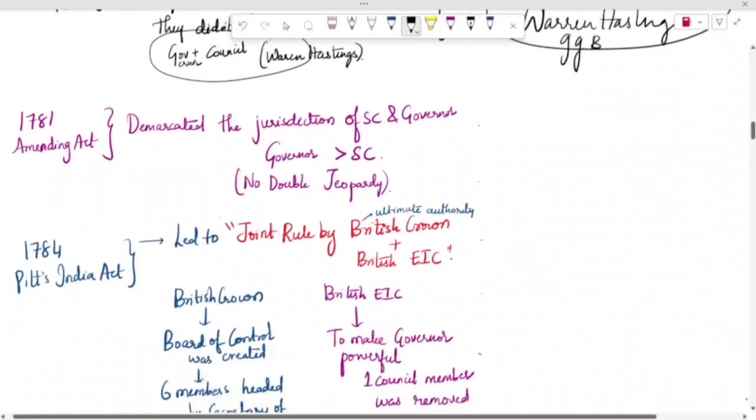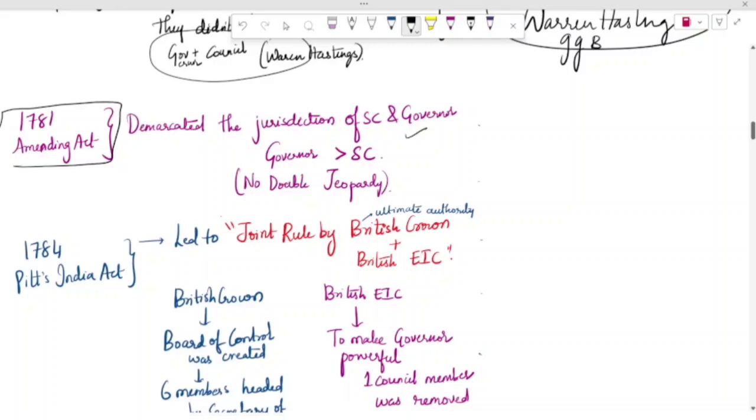Then, to clear the vagueness about the Supreme Court, they brought one more act in 1781, called the 1781 Amendment Act. It demarcated the jurisdiction of the Supreme Court and the Governor. They said that the Governor is superior to the Supreme Court, and there will be no double jeopardy. There will not be 2 rules, one from the Governor and one from the Supreme Court. Whatever the Governor rules will be final and superior.